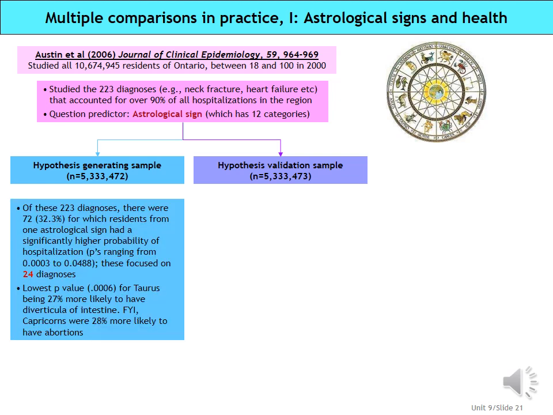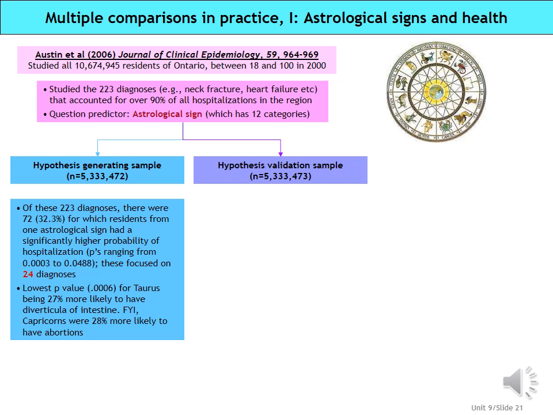Of these 223 diagnoses, there were 72 for which residents from one astrological sign had a significantly higher probability of hospitalization, p ranging from 0.0003 to 0.0488. This focused on 24 diagnoses. The lowest p-value was 0.0006 for Taurus. I don't know the names for that. Not sure. Wow. You can check.